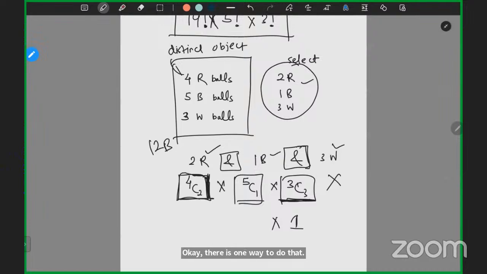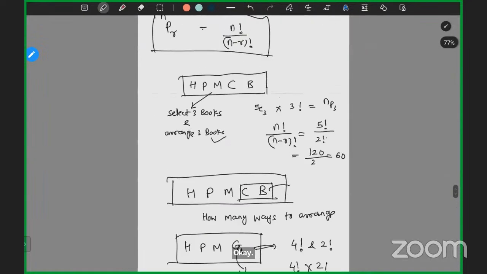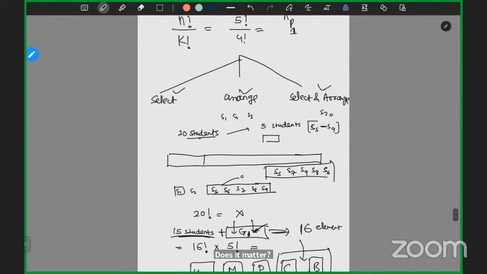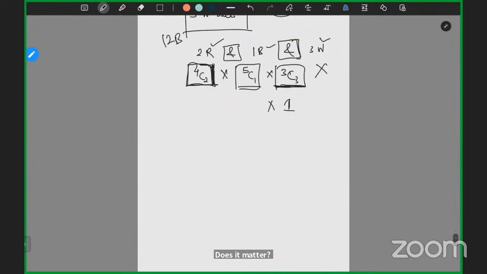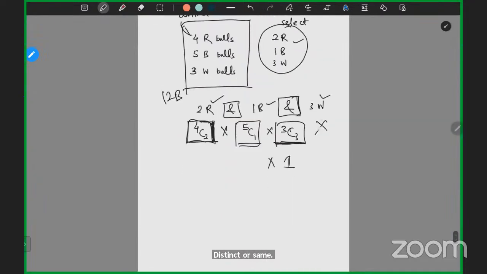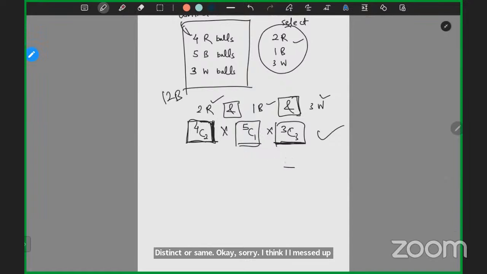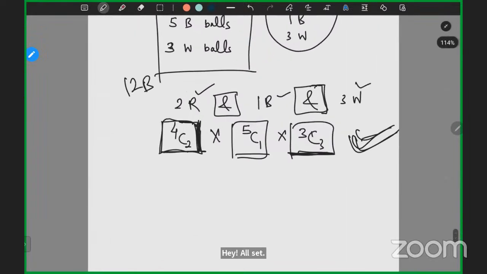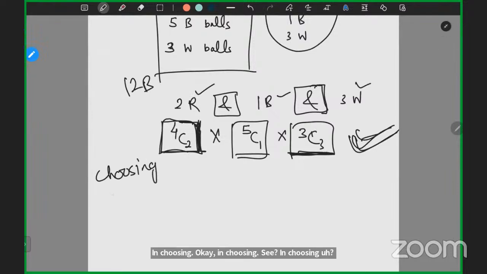And actually, are they the same or different? Does it matter? Distinct or same? Okay, sorry, I think I messed up that part, and this is actually correct. You will also think of this as different, but in choosing it doesn't matter. Shape, size, nothing matters.